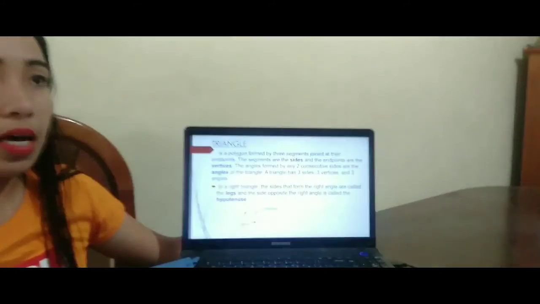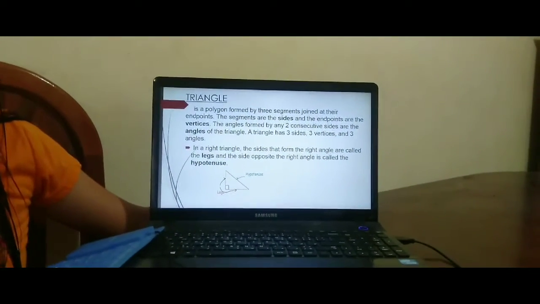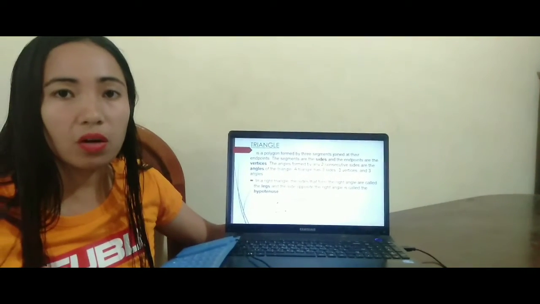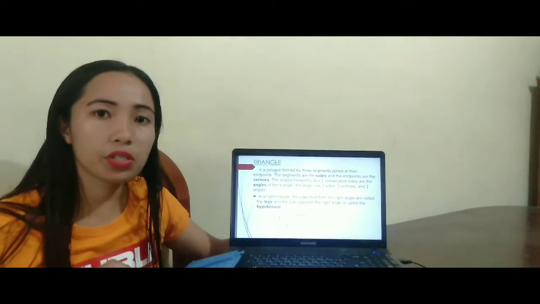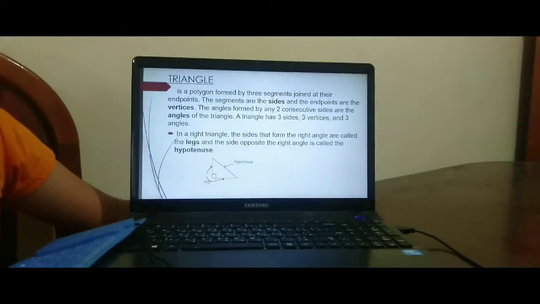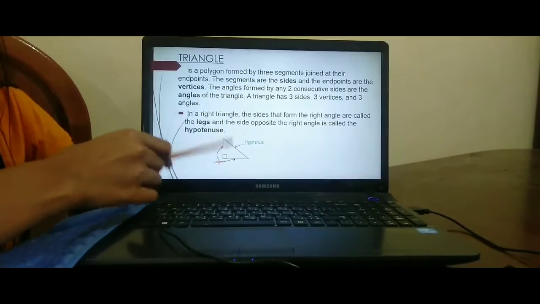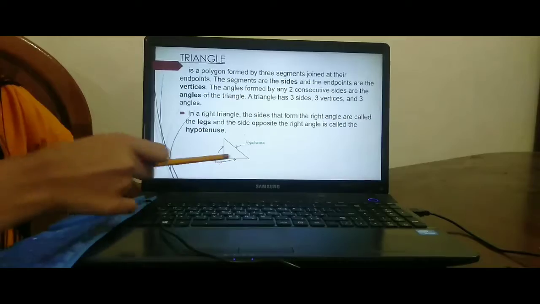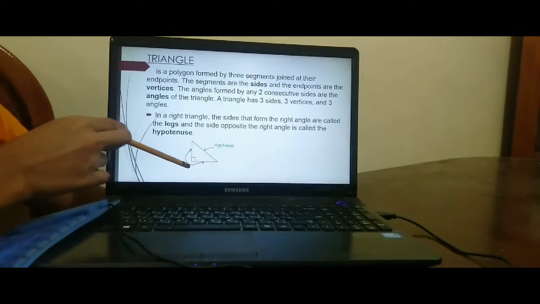Okay, for the subtopics, we include the triangle. Trigonometry is all about triangles, the measures of triangles. So, I will discuss some basic information about the triangle. It is a polygon formed by three segments joined at their endpoints. So these are three line segments. The segments are the sides and the endpoints are the vertices. The angles formed by any two consecutive sides are the angles of a triangle.